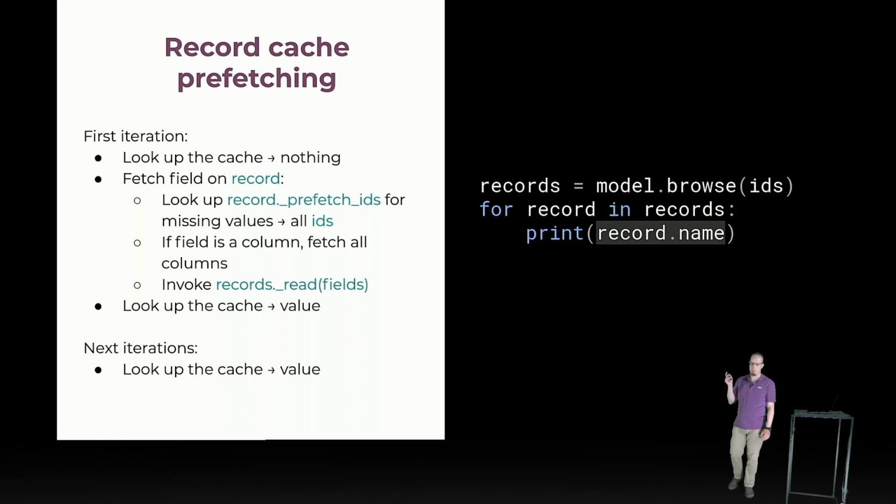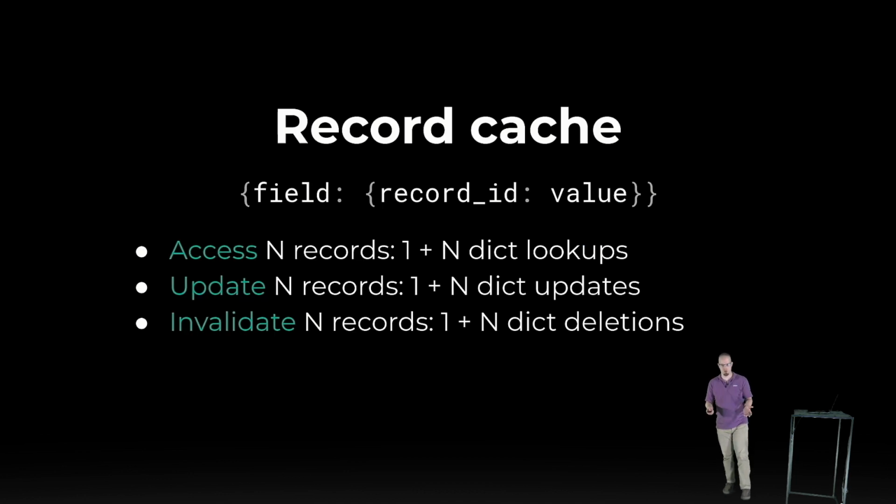If you look at where we look up the cache, you see that sometimes we look up the cache on one record, sometimes we look up the cache on a certain number of records. And then, for the read operation, we'll actually update the cache on a bunch of records. Therefore, we need a data structure that is as efficient as possible in those cases.